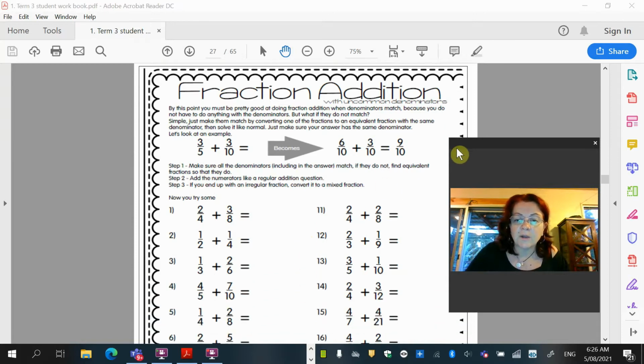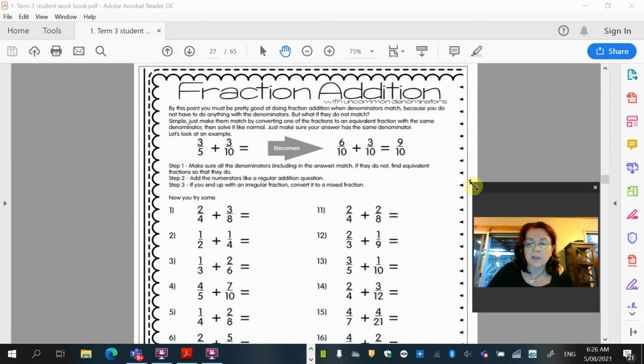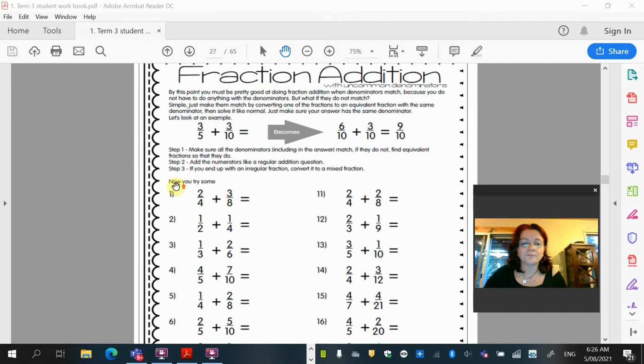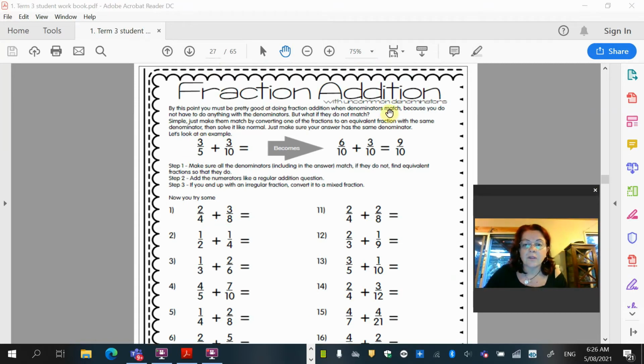Okay, now this one is where, I want you to do this page as well, is where the denominator is not the same. So let's have a look at the little instruction at the front, with uncommon denominators. By this point, you must be pretty good at doing fraction addition when denominators match, because you do not have to do anything with the denominators. But what if they do not match?